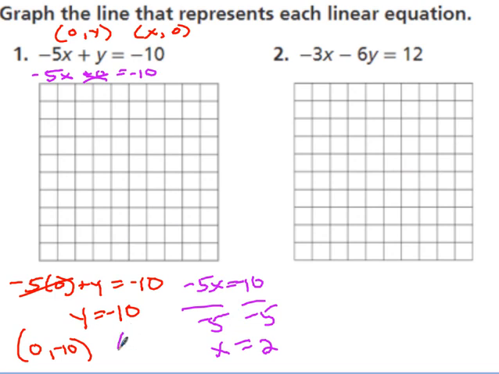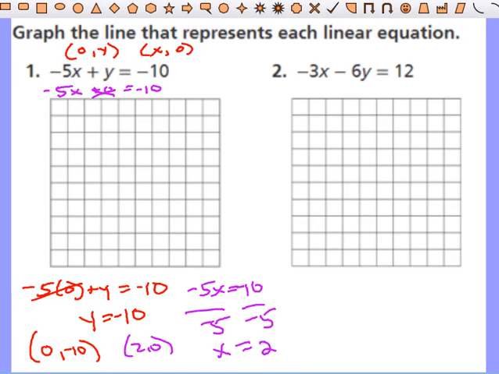So my x-intercept is at (2, 0). So now I can create my coordinate plane and I can make a graph. Now I need my y to be down 10. Well, let's see how many I have here: 1, 2, 3, 4, 5, 6, 7, 8, 9, 10.